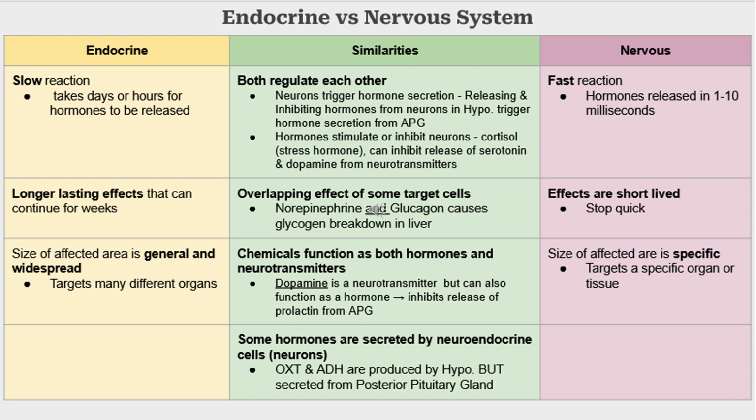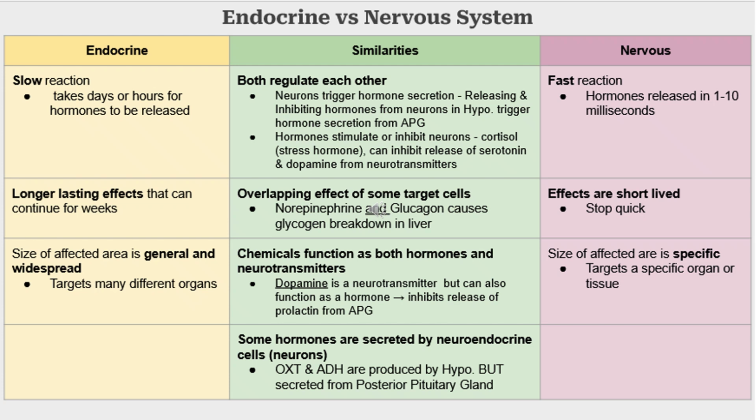Okay, now on to the similarities between the two systems. The nervous and endocrine system can both regulate each other. Neurons can trigger hormone secretion. For example, neurons in the hypothalamus secrete releasing and inhibiting hormones, which trigger the secretion of hormones from the anterior pituitary gland, also known as the adenohypophysis. Hormones can stimulate or inhibit neurons.